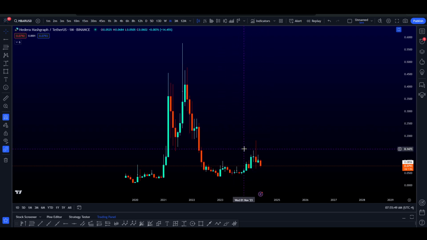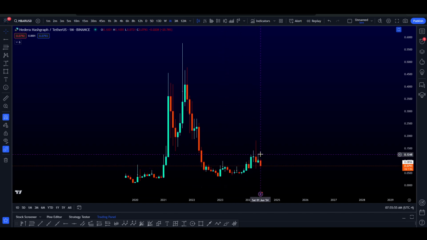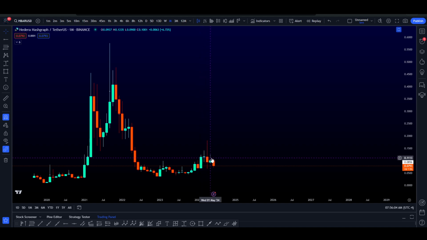So as you can see, we've had this nice impulse basically since the beginning of 2023. Topped out at around 18 cents before selling off on this monthly time frame here. Now, price opened at 12 cents, pushed all the way up to 18 cents, but then ended up closing right below 10 cents, which is pretty bearish.